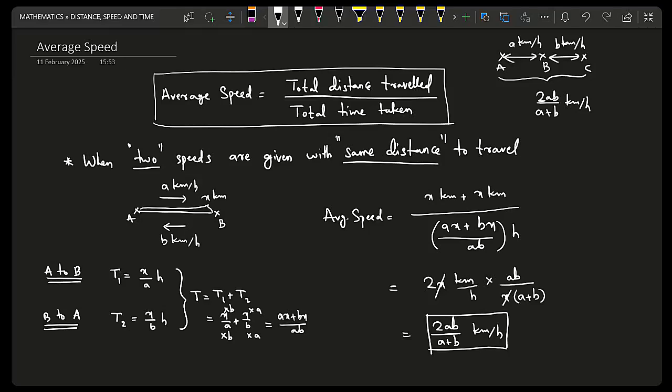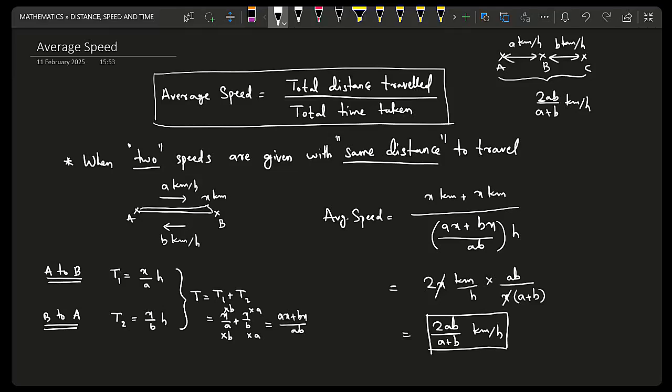Sir, while we use average speed, x kilometers plus x kilometers, why do we use ax plus bx by ab? I didn't understand. It is a small a, my small a is looking like 9. Sir, ax plus bx by ab, why do we use that?